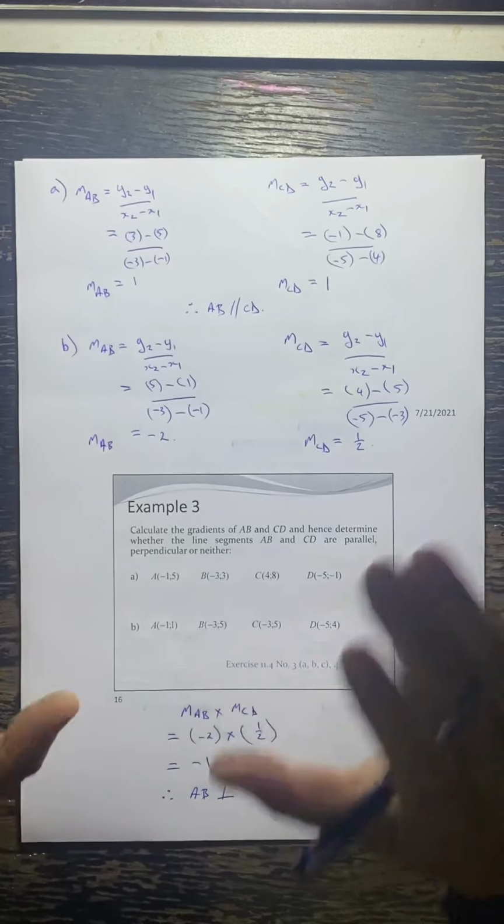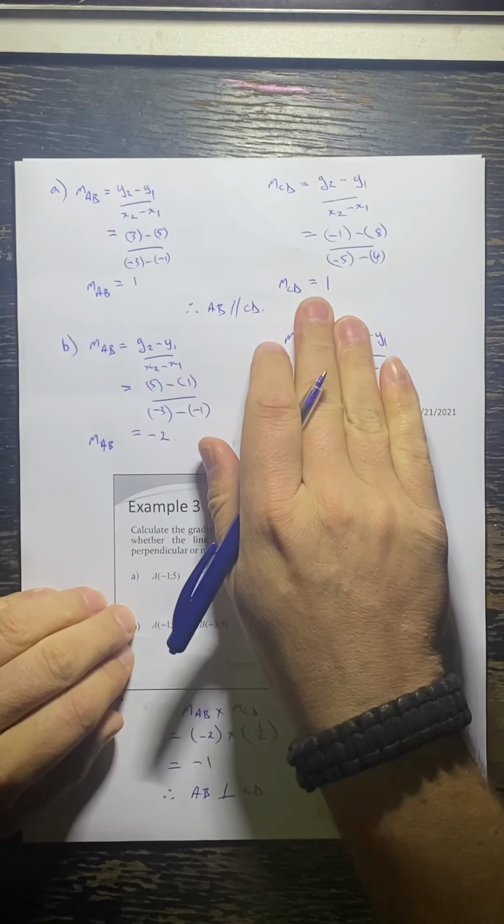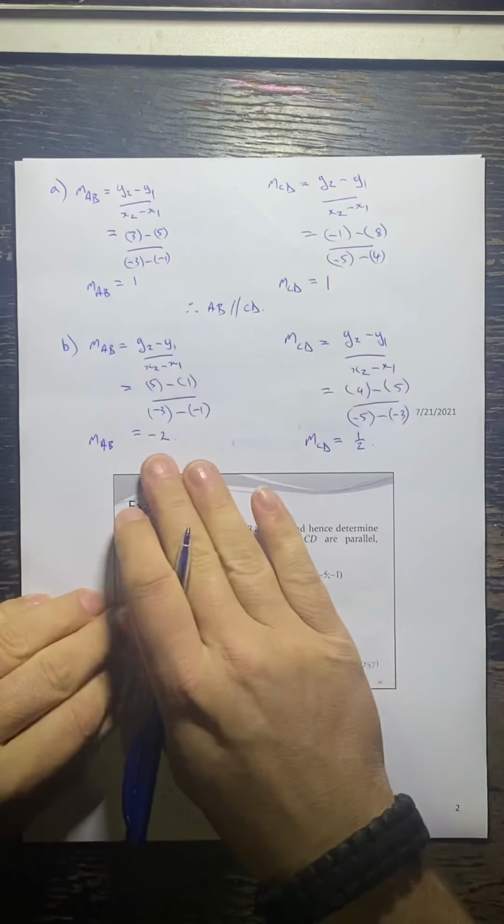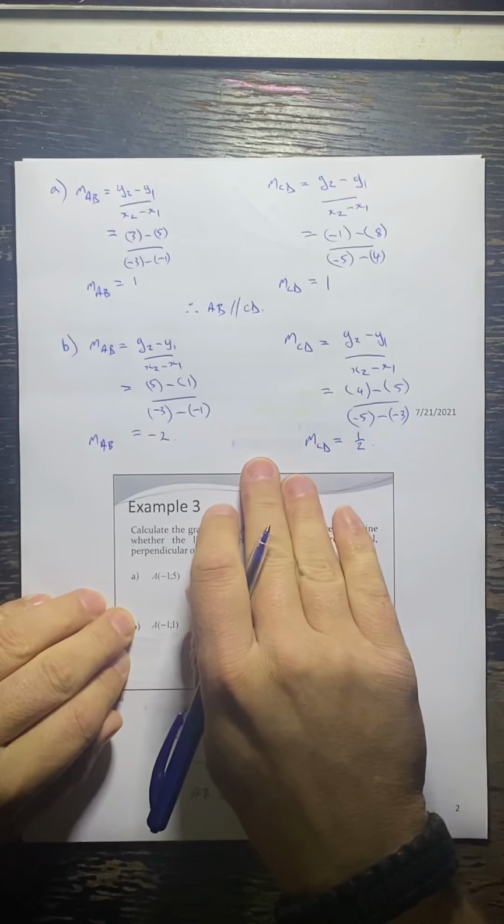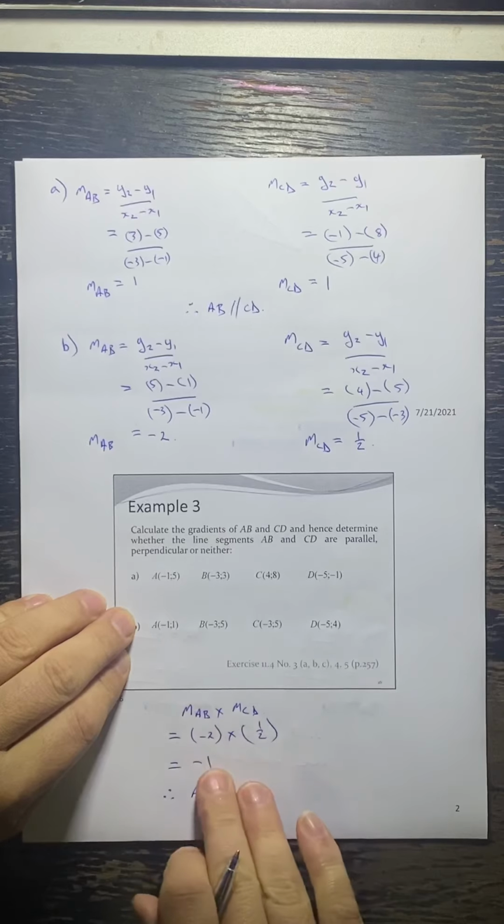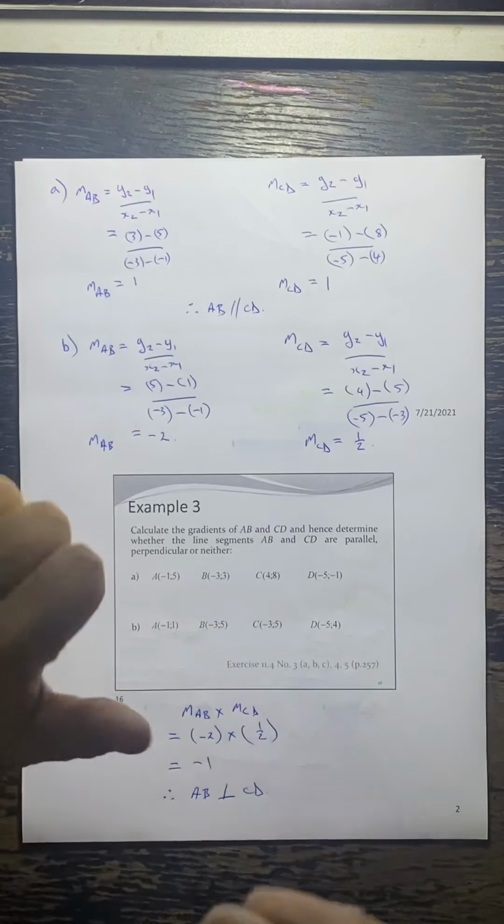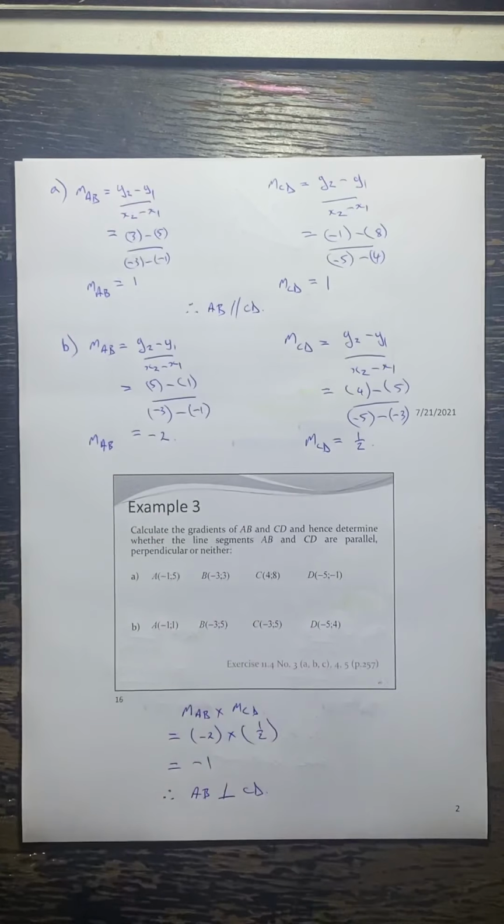Okay, let's have a look at another case. So if this gradient was not equal to that gradient, then they're not parallel. So for example, like this, they're not parallel. But then we must just test, is the product equal to -1? If the product is not equal to -1, some other random number, then they're not perpendicular. So they won't be parallel and they won't be perpendicular.